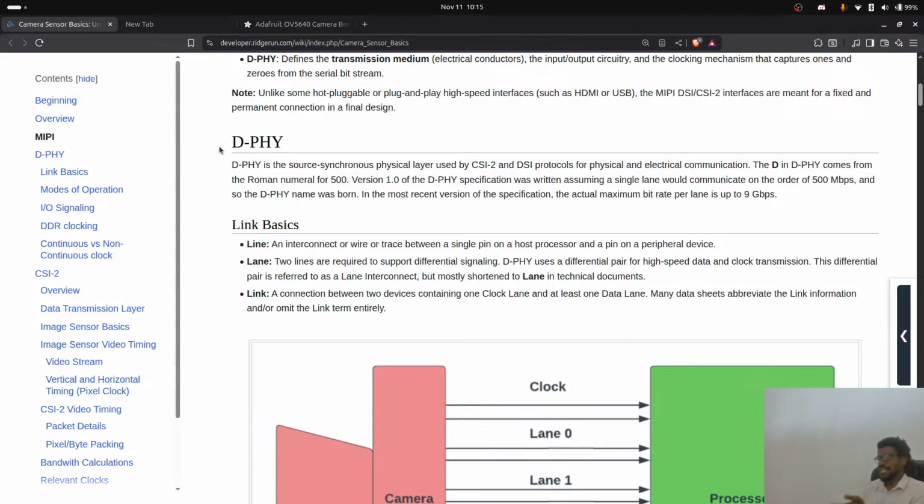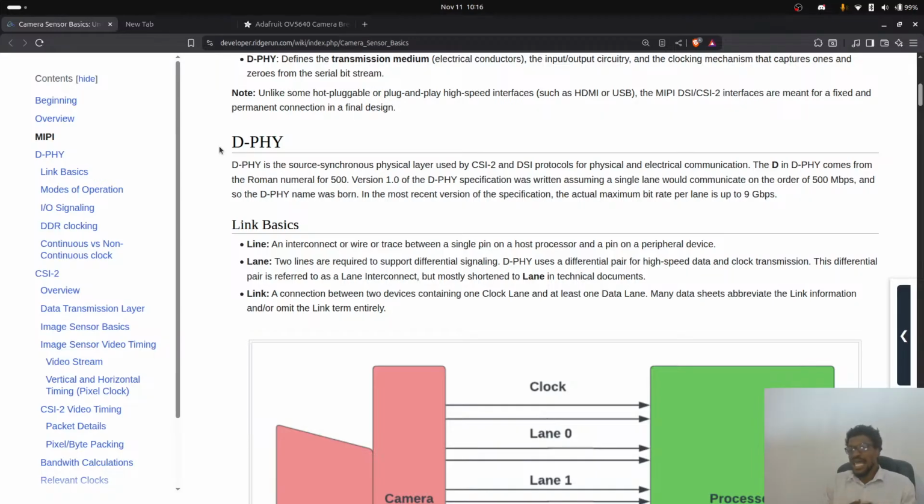So let's look at the DPHY. It's called the DPHY because it signifies the Roman numeral 500. D is the Roman numeral 500. And when this thing was designed in the early 2000s, it was assumed it would carry around 500 megabits per second. However, the standard has evolved, and we are maybe 20 years later after this standard was invented, and actually the maximum rate this thing can do is 9 gigabits per second, which is quite high.